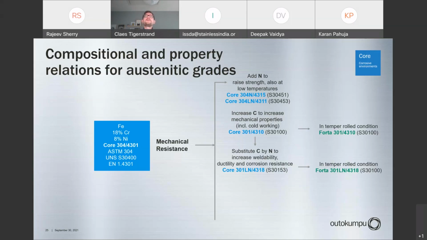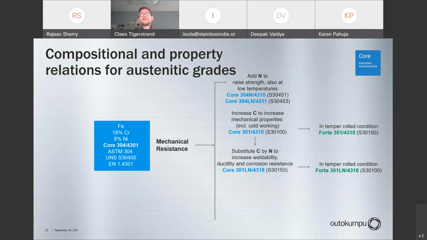Then you also can add nitrogen on carbon to a grade we call 301LN. So you actually improve the corrosion resistance slightly. This Core 301LN is a very popular grade to be used within the railway industry for rail car bodies, because you have a good combination of strength and corrosion resistance.